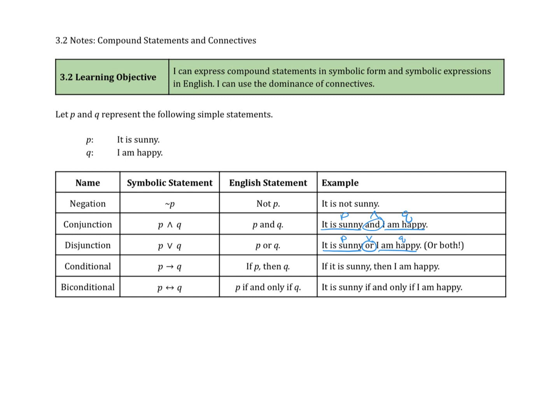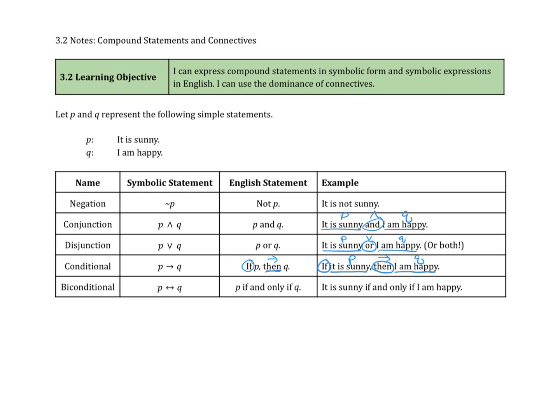The next one, which we call conditional, represents the phrase if then. But this one's a little tricky because if goes at the beginning and then goes in the middle where the arrow shows up. So P arrow Q is read if P then Q. We put if at the beginning. It is sunny was P. Then goes where the arrow appears. I am happy.